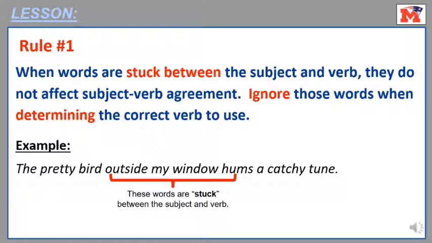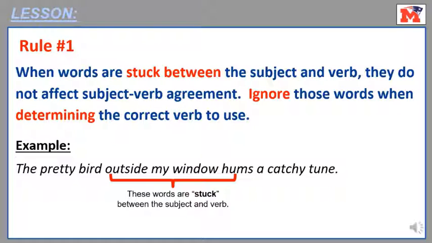Rule number 1 says this: when words are stuck between the subject and the verb, they do not affect subject-verb agreement. You need to ignore those words when determining the correct verb to use. Here's an example. The pretty bird outside my window hums a catchy tune. So there are some words that are stuck between the subject and the verb, and they're messing us up. We got to get rid of them so we can figure out what to do.